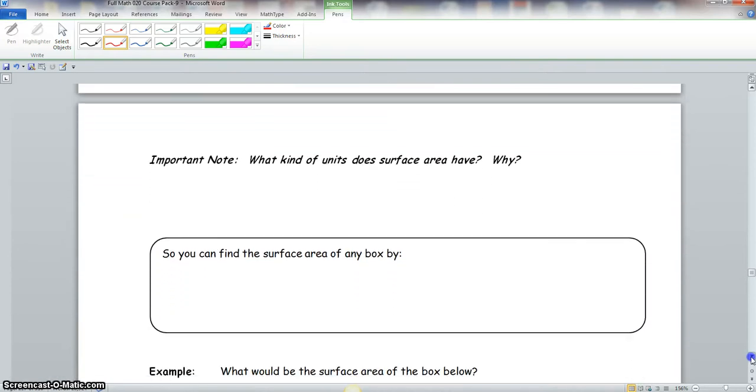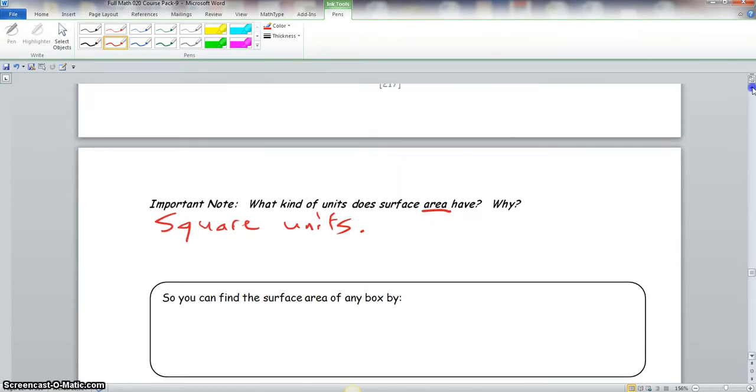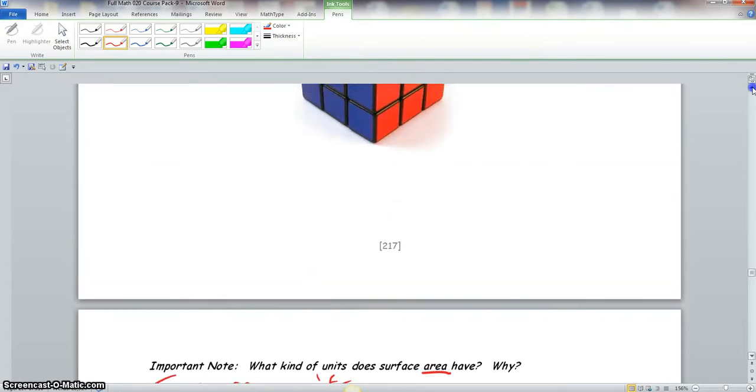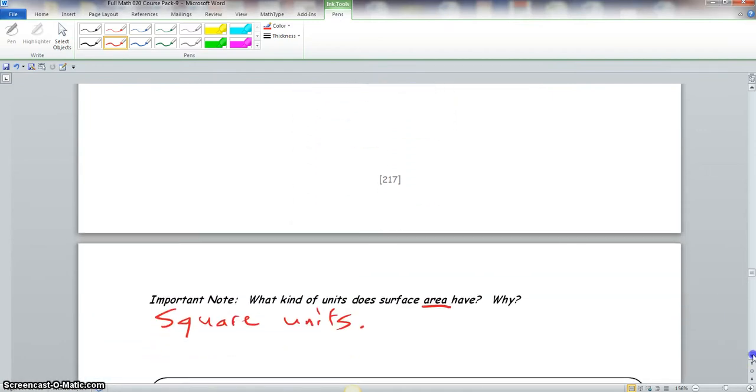It says, important note, what kind of units does surface area have? Why? Now, surface area is still area. Area is always in square units. And also remember, the surface area is still a flat area. Even if we go back up here to this Rubik's Cube, and we look at the surface area of this Rubik's Cube, disregard these grooves here. This is still a flat surface. If you look at it, it's still a flat surface. So with area, you always have square units.